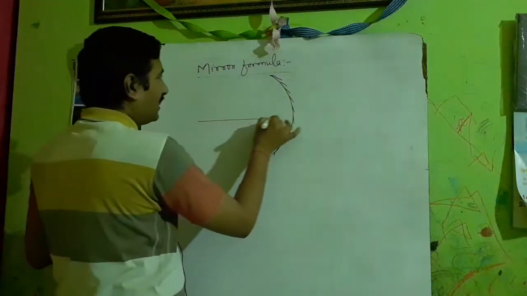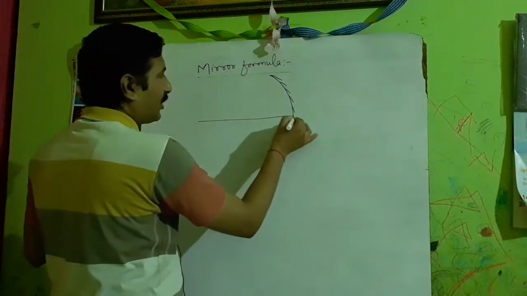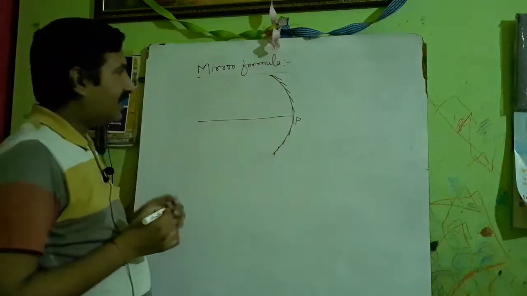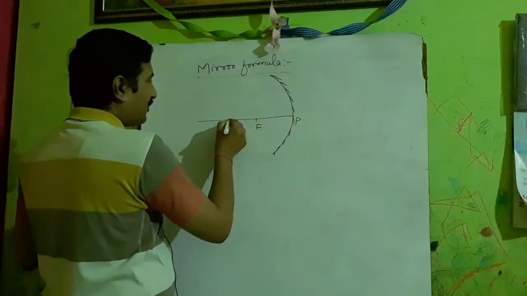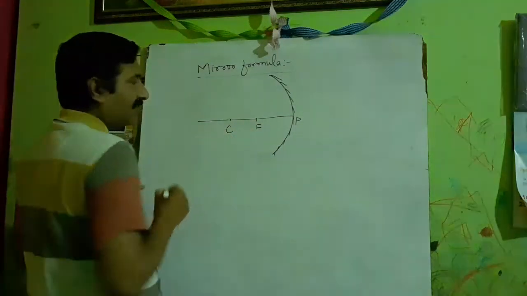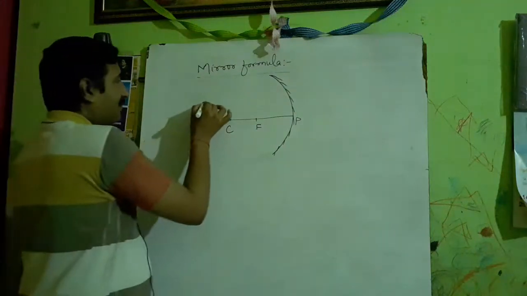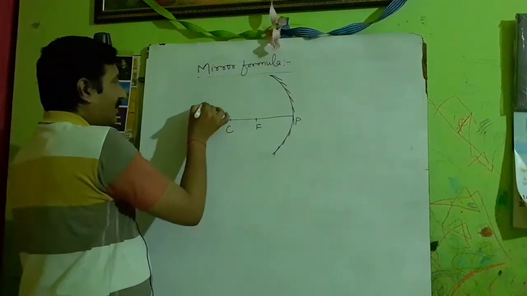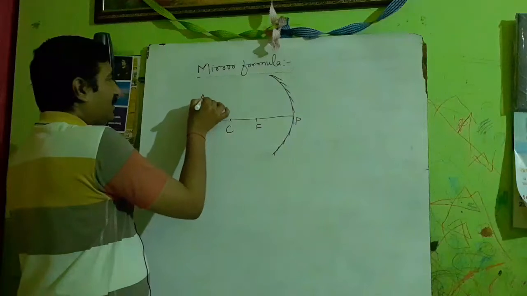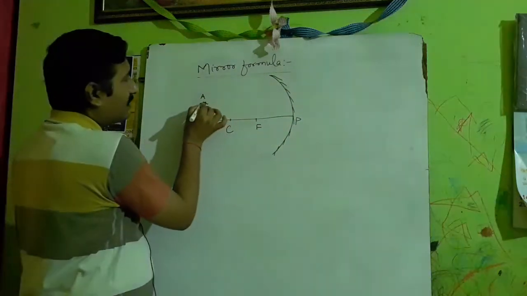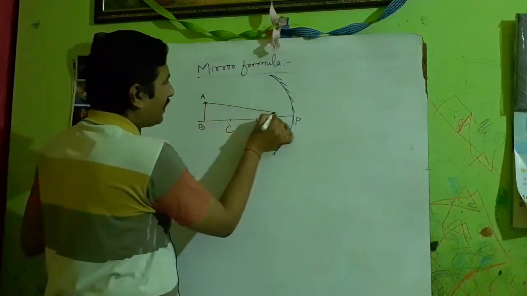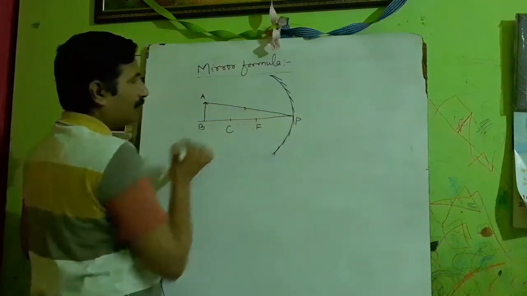This is a concave mirror and this is a point P, the pole. This is the focus and this is the center of curvature. Let us put an object AB beyond C. A ray of light is incident at point P, the pole of the mirror.